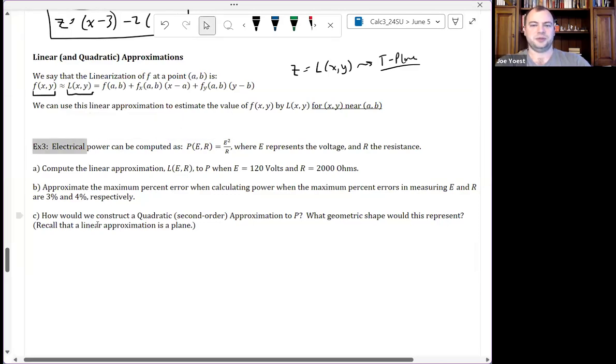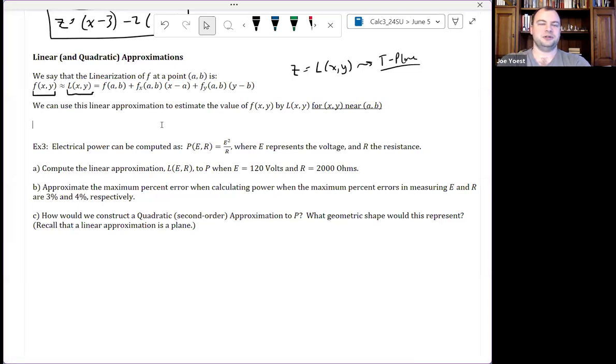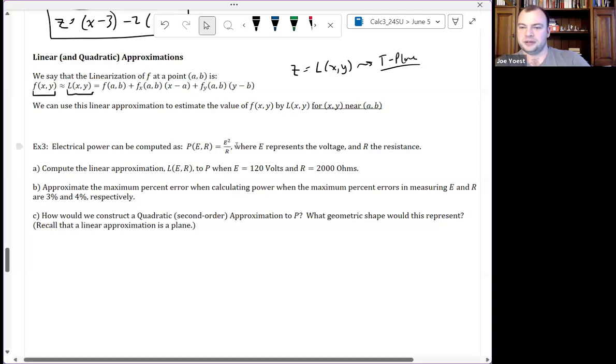Let's look at this example. Electrical power can be computed as P, the power, is a function of E and R, the voltage and the resistance, by E squared over R. So P(E,R) = E²/R, just Ohm's law. Power is volts times amps, and then just use Ohm's law. So again, E is voltage, R is resistance.